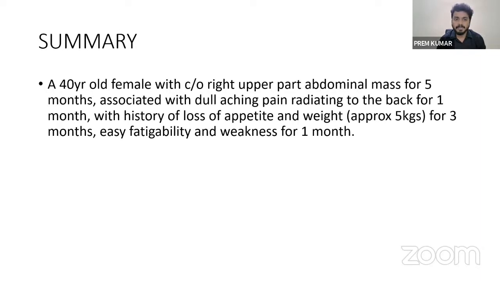Summarizing, a 40-year-old female with complaints of a mass in the right upper part of the abdomen for the past 5 months, associated with dull aching pain radiating to the back for the past 1 month, with a history of loss of appetite and weight loss of approximately 5 kgs for the past 3 months, and easy fatigability and weakness for 1 month.